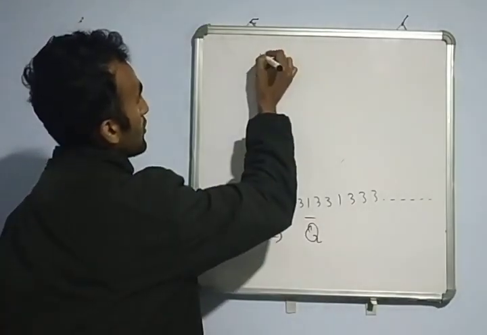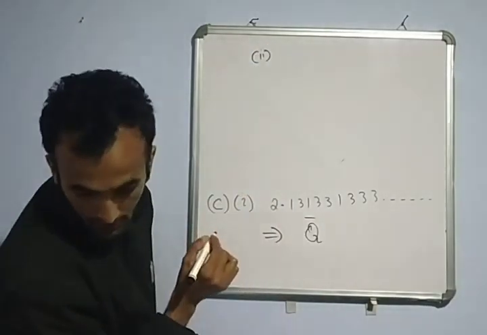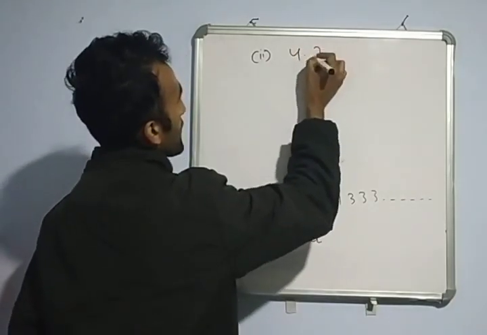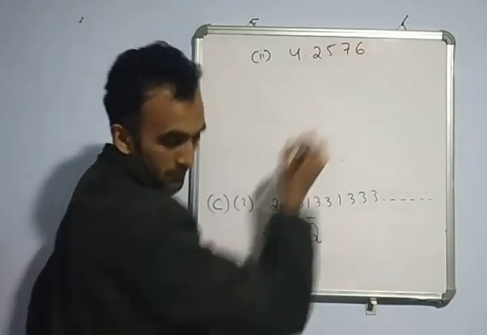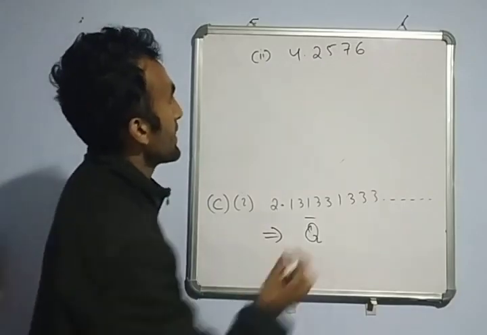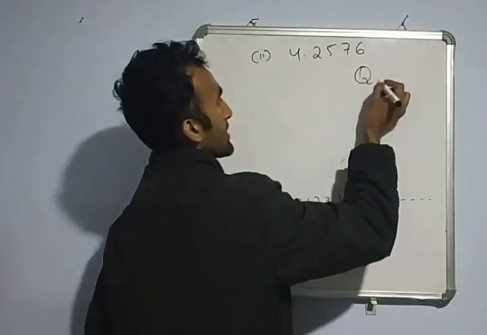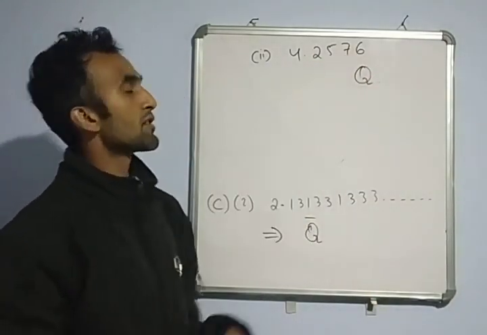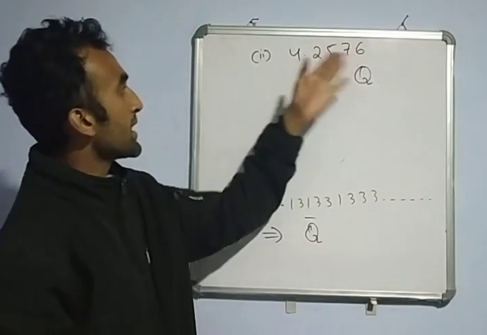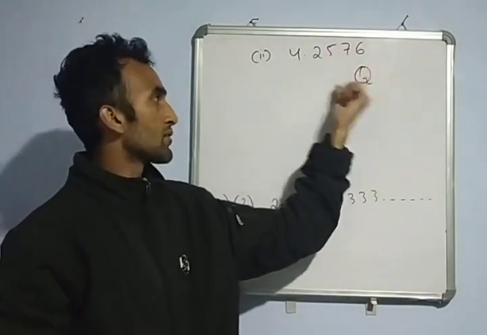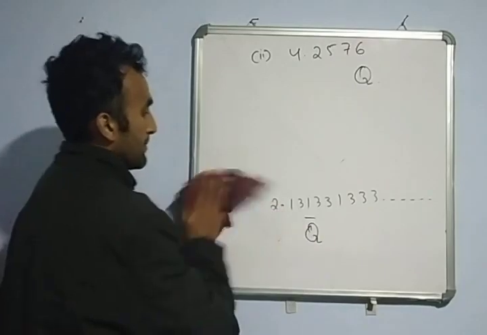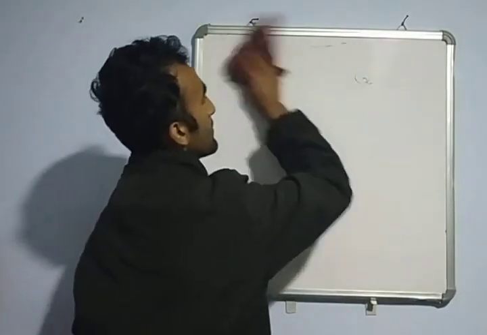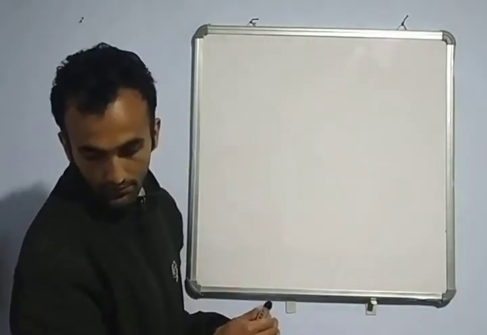Sub number 2 is nothing but 4.2576. It is clearly rational. It clearly stops, no? It terminates. Terminating decimal expansion. So it is rational. This is in terms of decimal expansion they give you.